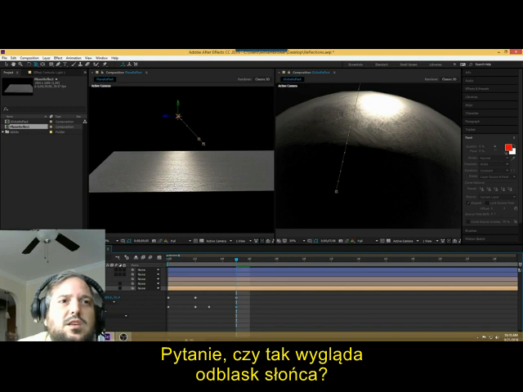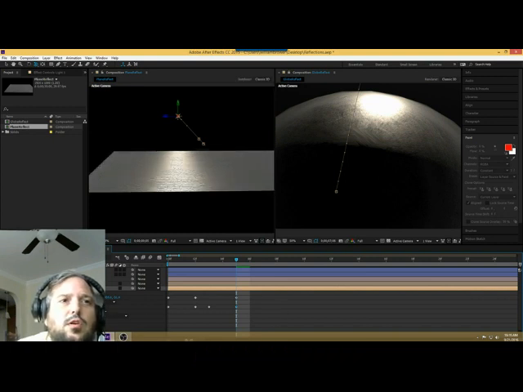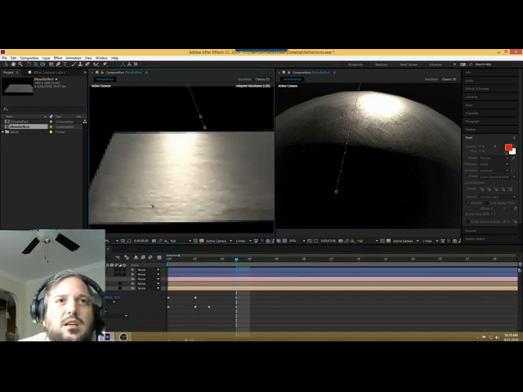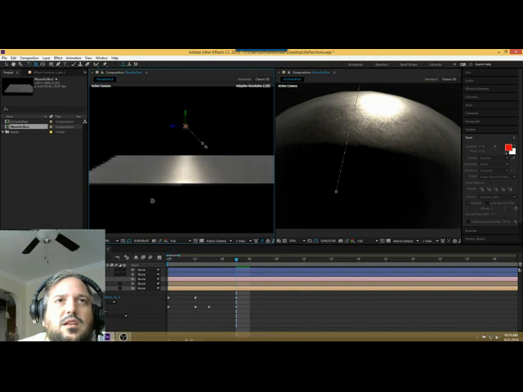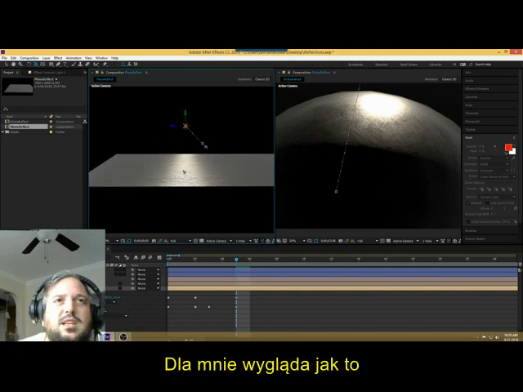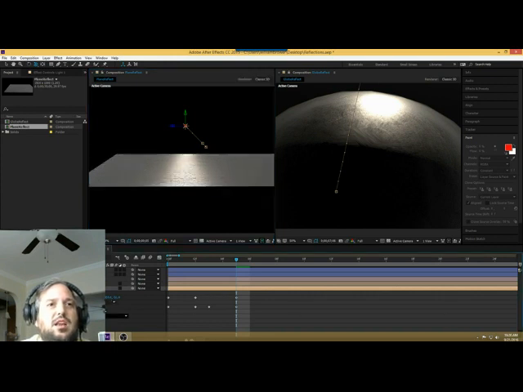Question, does that look like the sun's reflection? Or is it this round one here? To me, it seems like it's this. Just my opinion.